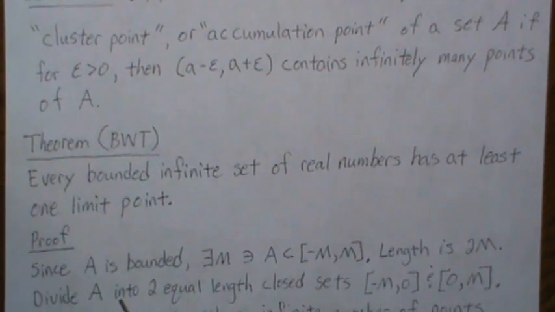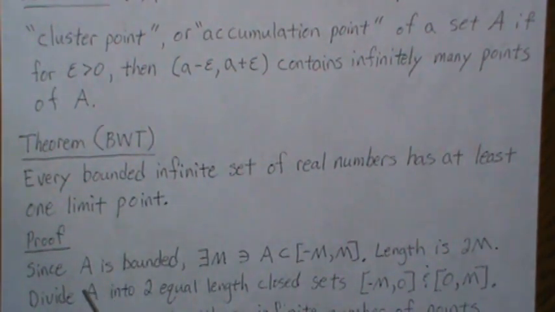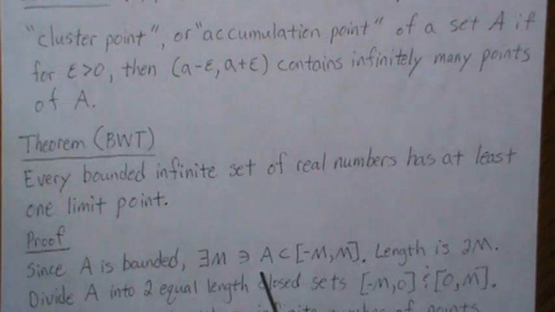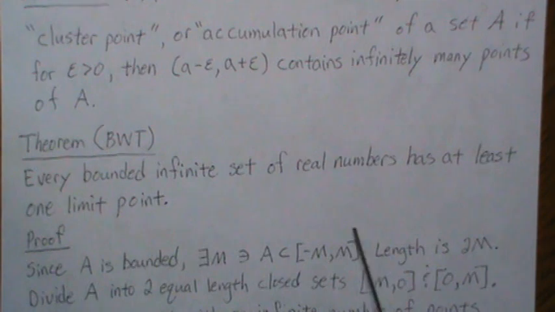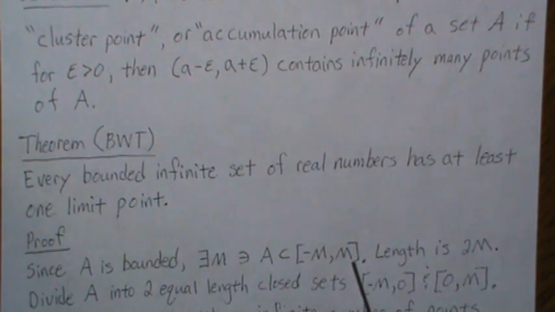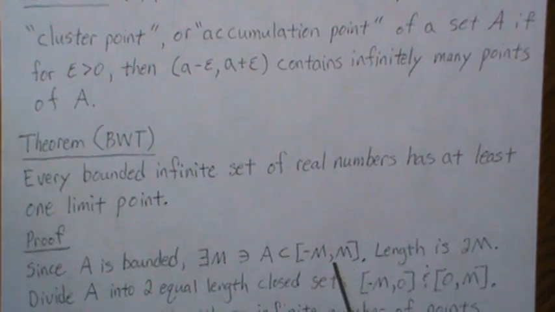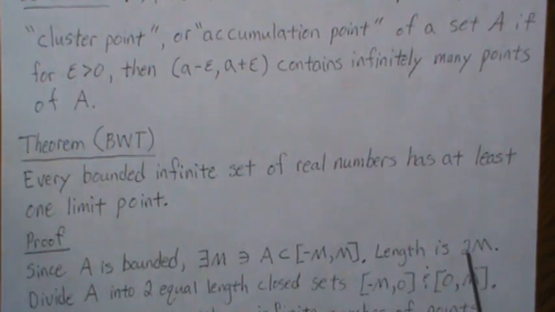Okay, and here's the proof. Since A is bounded, there exists an M such that A is a subset of the interval from minus M to M, right? Because it's a bounded set. So we can find an M, and it may be very big, but that's all right. There's an M out there. So the length of this interval is 2M.